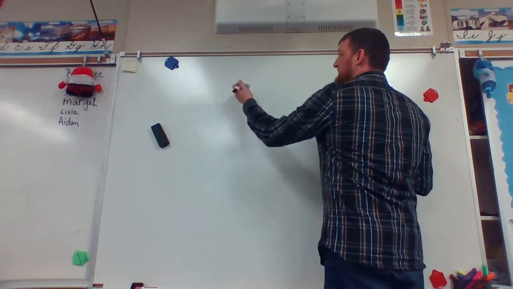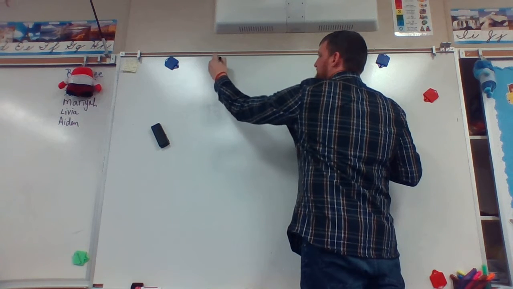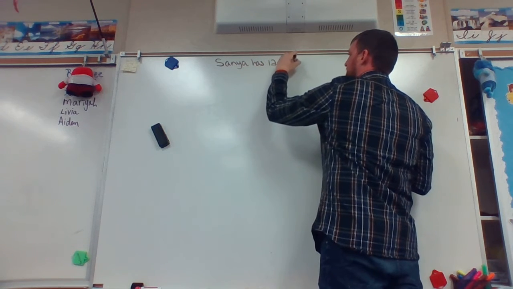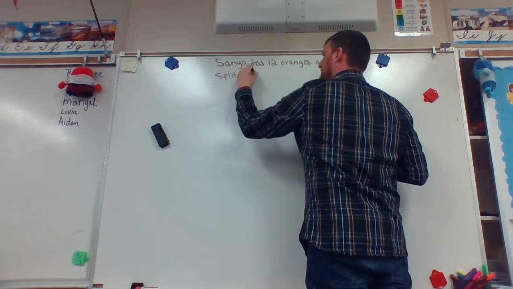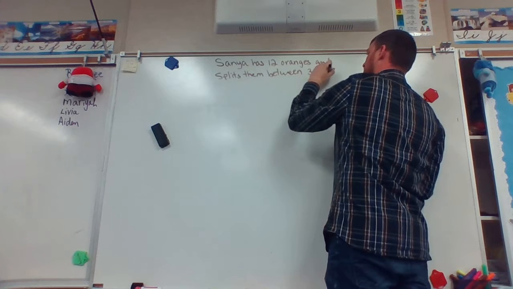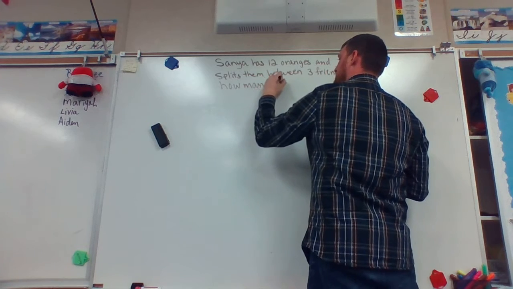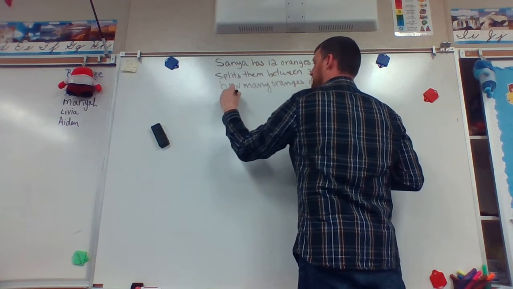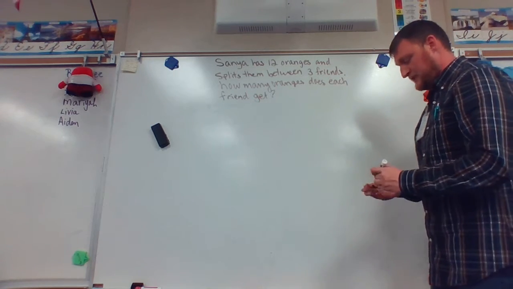So, for example, there may be a problem that says, I don't know, Sonia has 12 oranges and splits them between 3 friends. How many oranges does each friend get?